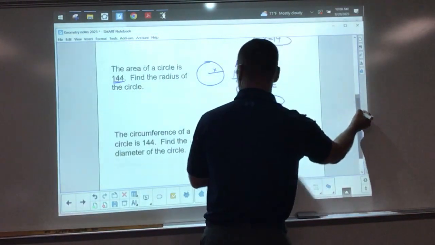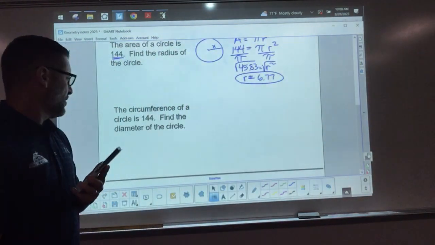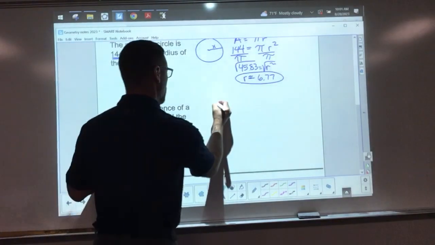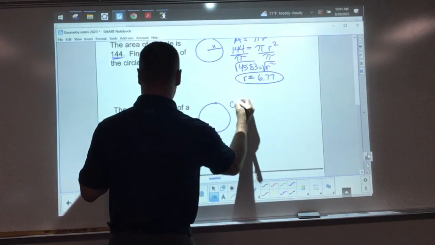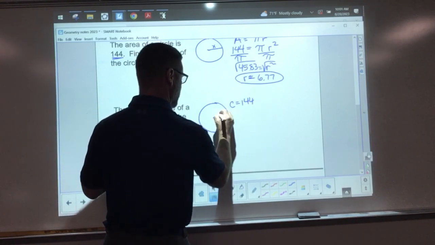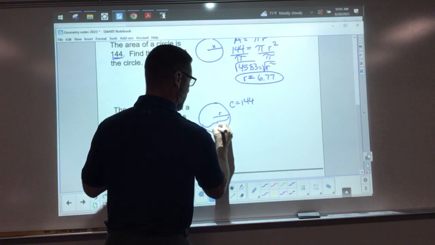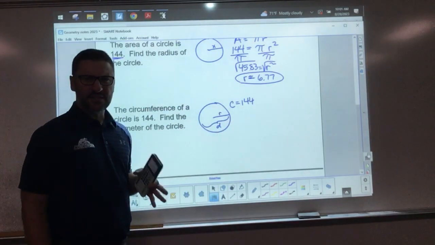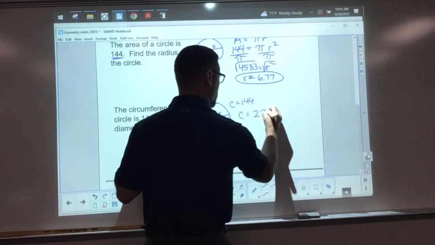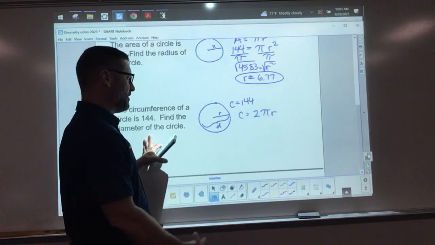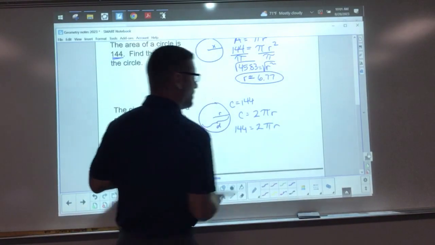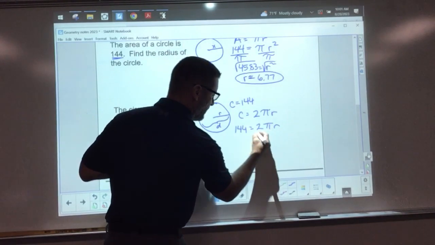All right, last problem here. The circumference of a circle is 144. Find the diameter. Ooh, a little bit different. This time they're telling me circumference is 144, and it wants to know not the radius, the r, but the diameter. So if I find the radius, I just double it to get the diameter. 2 pi r is the formula for circumference from the previous page. 144 equals 2 pi r. I need to find the r by dividing by 2 pi.